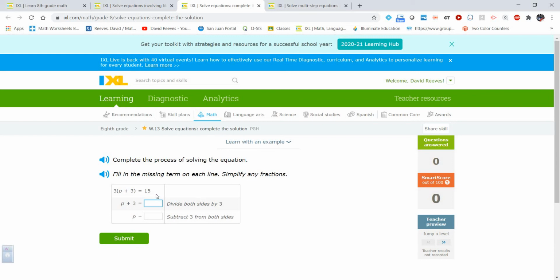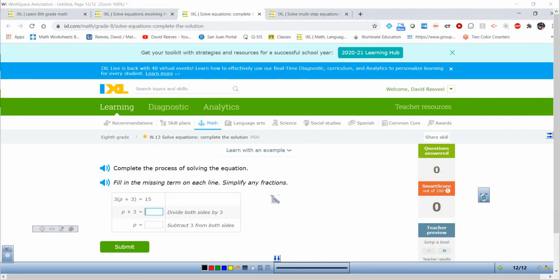So they're going to ask us to fill in some steps and then give the solution. In some ways this should be easier because they're telling us what to do. But unfortunately, they're forcing us to do it their way, and their way is different than how Mr. Reeves said to do it. So let me write this problem down here.